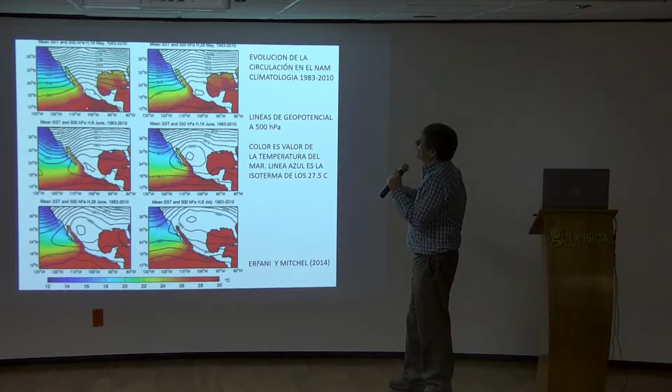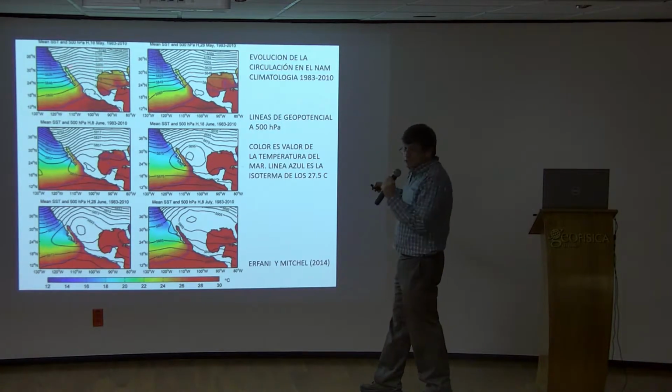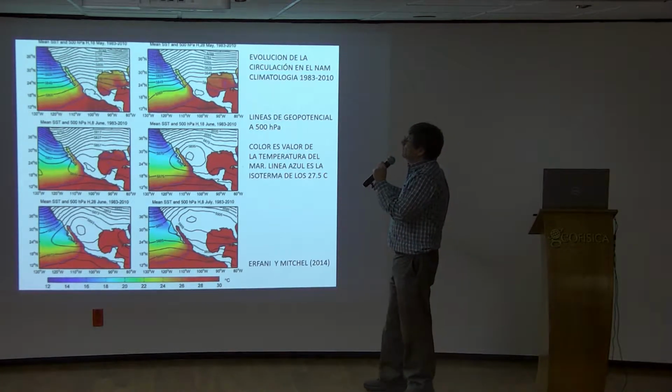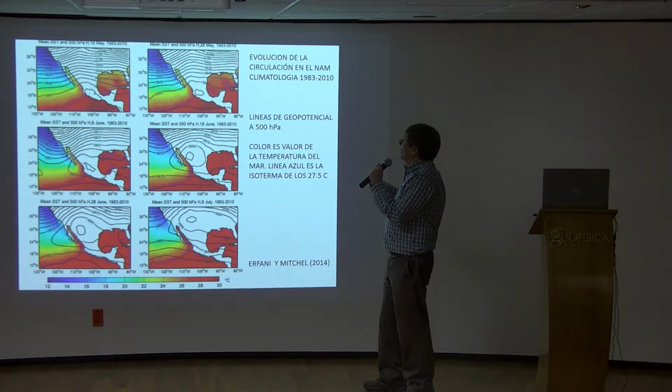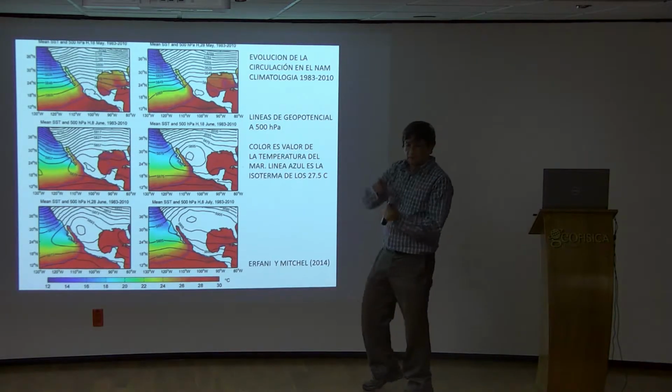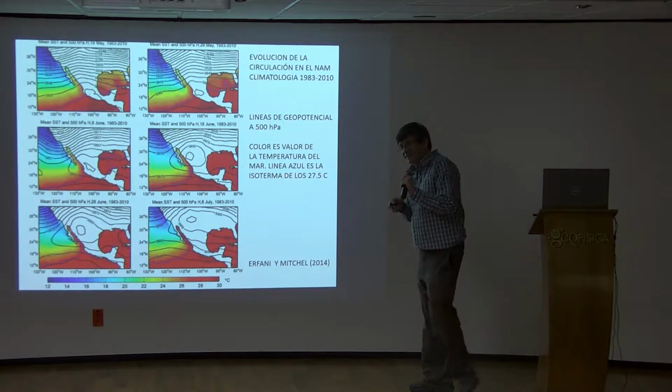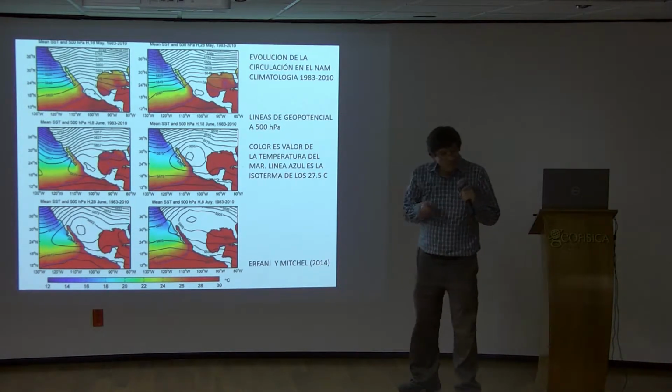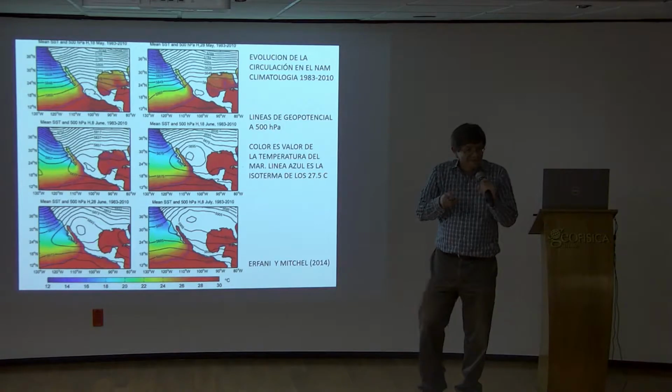And then you have the SST here in color, and the isolines here are geopotential heights. They tell you how, or how do you say, swollen, or yeah.